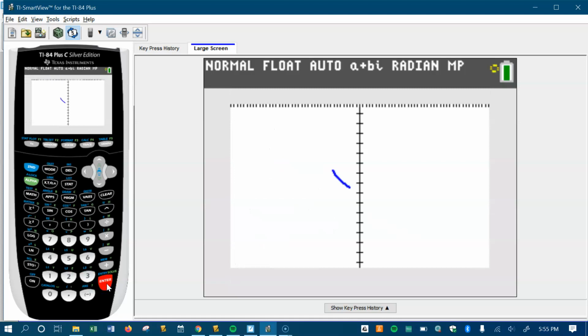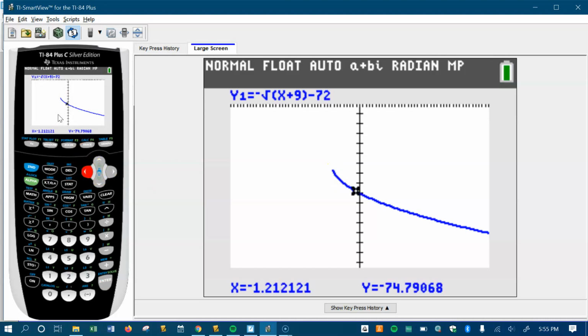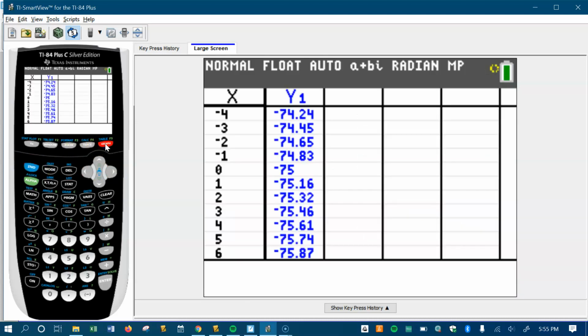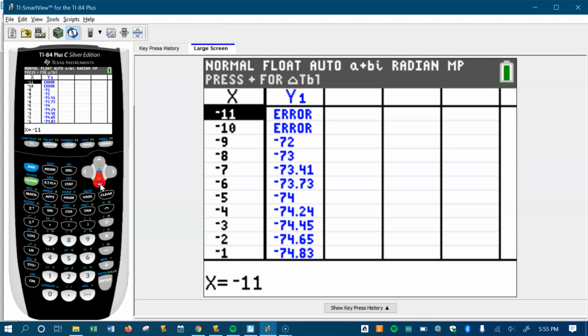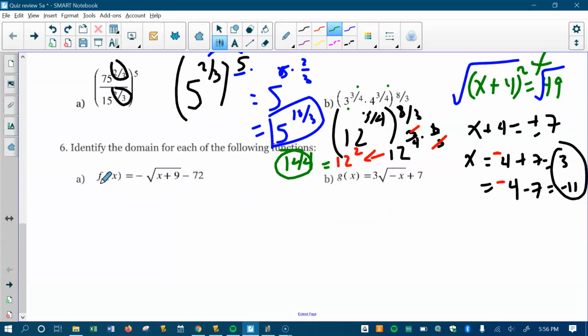I'm zooming out just to see where the graphs are. Whoa. Okay, so I zoomed out just once, and it looks like the graph just starts here. If I do a trace, it looks like the graph starts at negative... oh, no, it doesn't. Let's go to the second graph. I'm pulling up the table because I want to see where that graph starts. Oh, this is what I want. So at negative 9, it looks like that's where the graph starts. We could have gotten that by looking at the equation anyway.